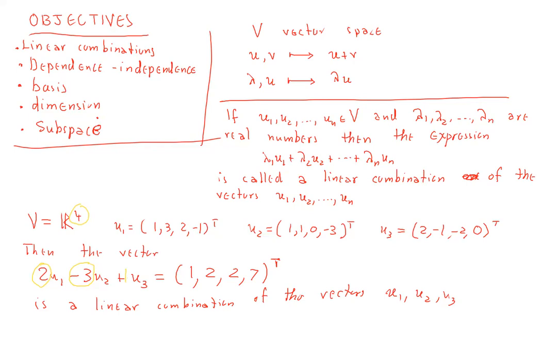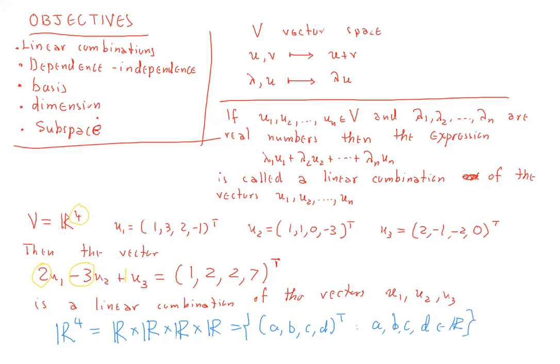Wait, can you explain what that 4 means again? Yeah, R4, when we write R4, means the quadruples of numbers. So literally speaking, R4 really means R cross R cross R cross R 4 times, which means that it consists of all vectors that have 4 numbers as their coordinates. Okay, that's what R4 is.